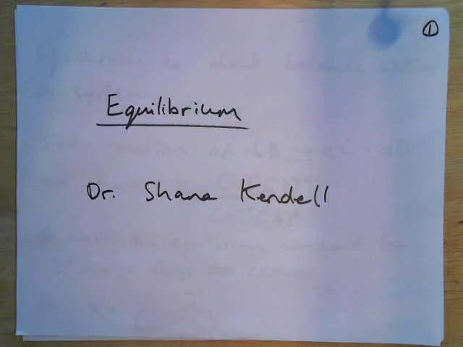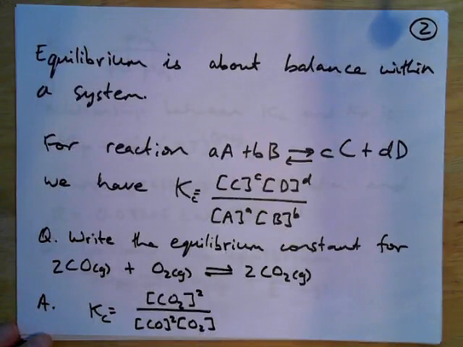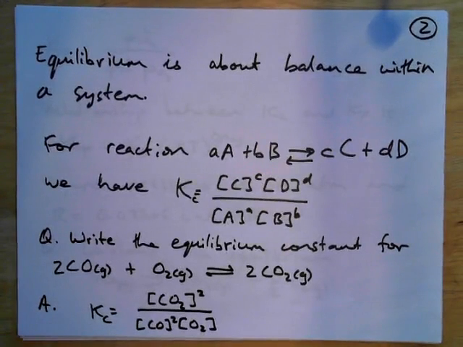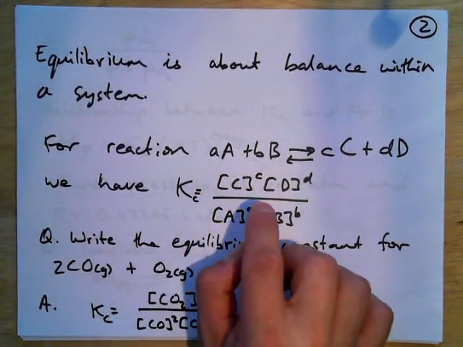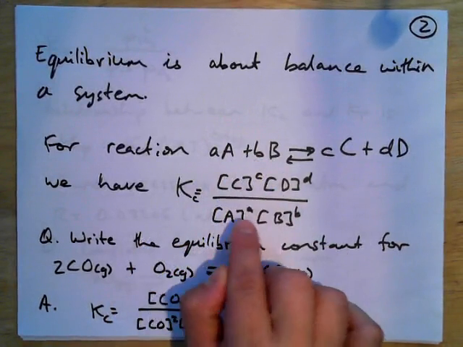Okay, so today we're going to look at equilibrium. Basically, an equilibrium is about balance within a system. So if we have a look at a general reaction with a lots of A, b lots of B, going to c lots of C, and d lots of D, our Kc, which is our equilibrium constant with respect to concentration, will be the products divided by the reactants.